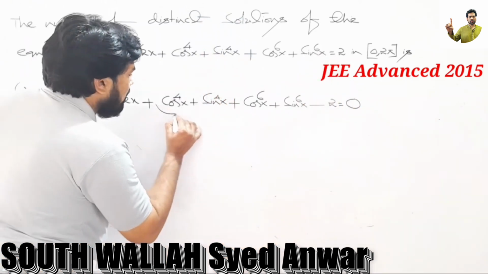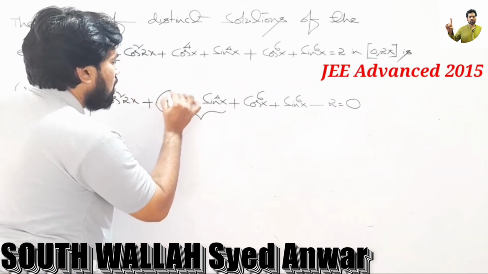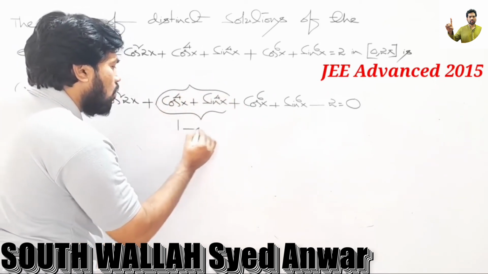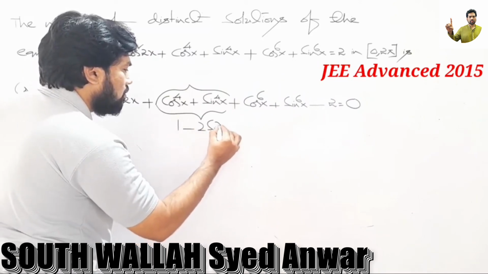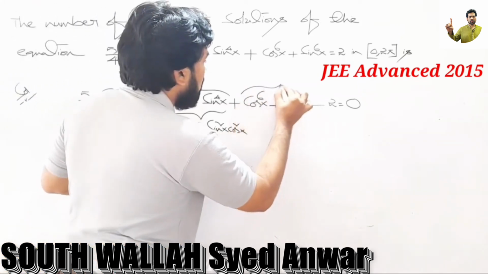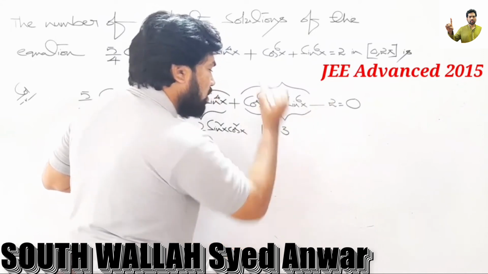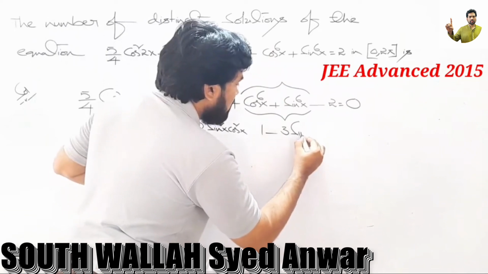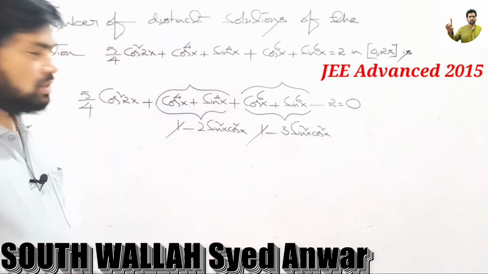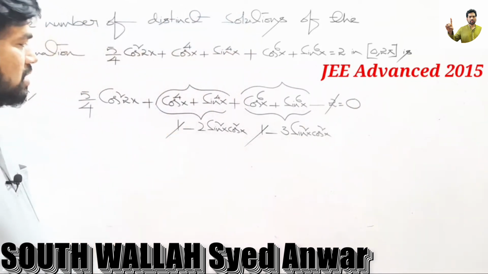Now what I am going to do here, it is purely a computational approach. In place of cos⁴x + sin⁴x, what I am going to write? 1 − 2 sin²x cos²x. Again, in place of cos⁶x + sin⁶x, I am going to introduce 1 − 3 sin²x cos²x. Now here 1 plus 1 is 2, so the 2 gets cancelled here.